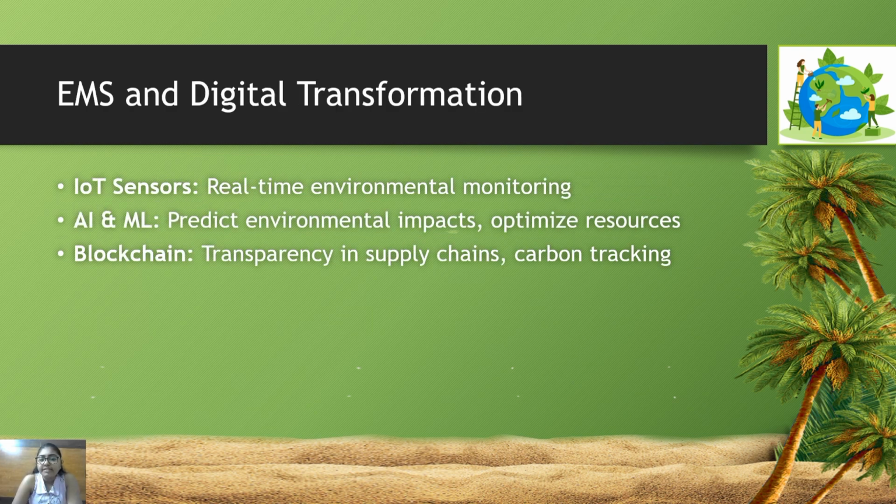EMS and digital transformation. Role of technology. IoT sensors monitor environmental parameters, air quality, energy use. AI and machine learning predict environmental impacts and optimize resource use. Blockchain enhances transparency in supply chains. Example: carbon tracking.